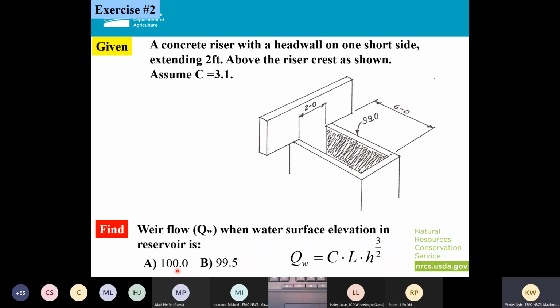Kyle? Yep. I have a follow-up question to Mike Isaacson's question. We could simply run weir flow and orifice flow, and the lower flow is our controlling factor, correct? We'll talk about that a little bit later, when we get to combining it into the tube inlet part, the drop inlet structures. All right, thanks.